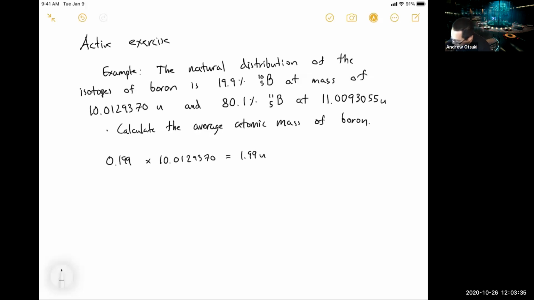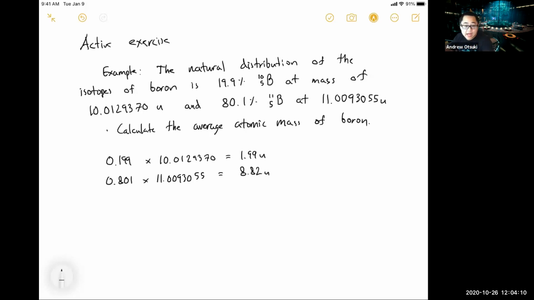Now we do the same thing for the 80%, 0.801. We just move the decimal point from the percentage 2 places back to get our decimal. So that will be times 11.0093055, and that will give us 8.82 atomic mass units.